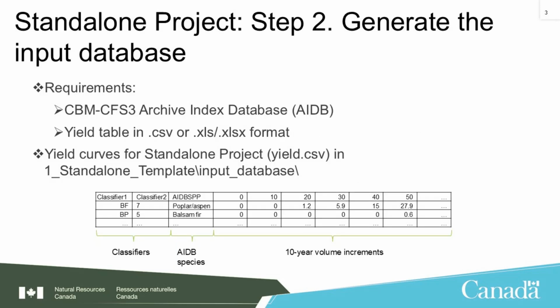As previously discussed, the GCBM uses an archive index database and needs a yield table, and the yield curves for this example dataset are stored in the yield.csv file. Displayed here is a portion of the yield.csv file, and as can be seen, each record has two classifiers, with each classifier set being linked to a species or forest type in the archive index database, and these are followed by gross merchantable volume values in meters cubed per hectare from age 0 in 10-year age increments.